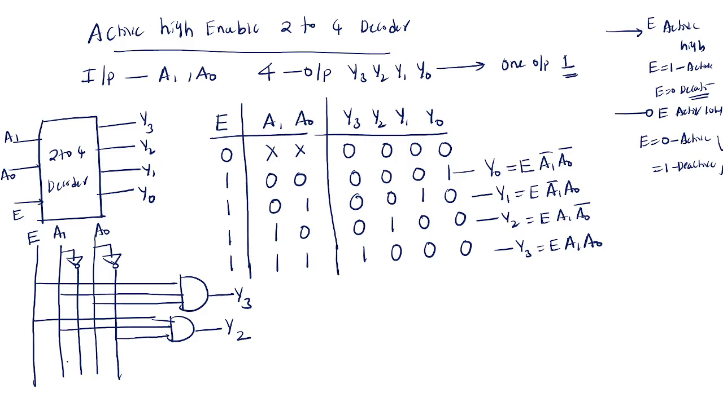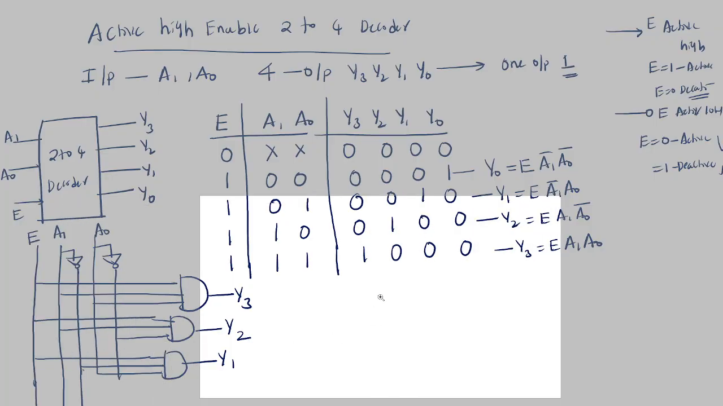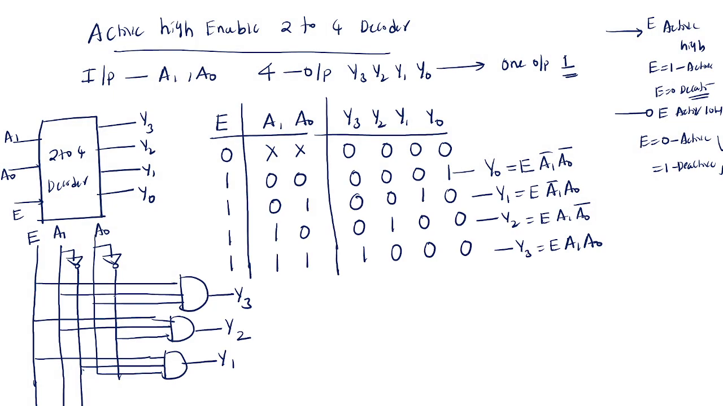And Y1 is enable, A1 bar, A0 connected with an AND gate. And Y0 is enable, A1 bar, A0 bar connected with an AND gate. This is Y0. Okay, is it fine?